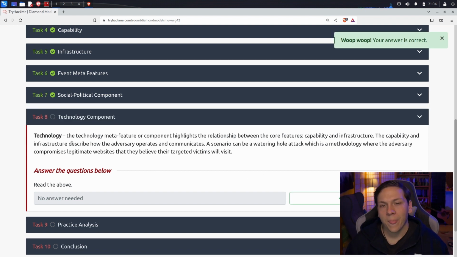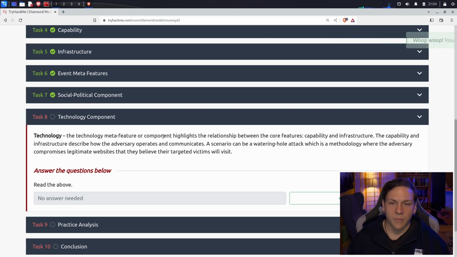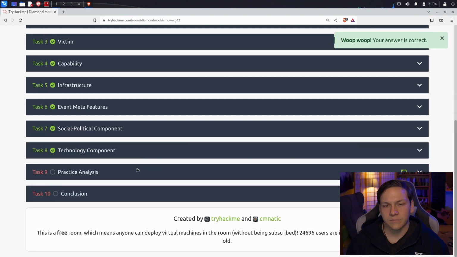Technology component. The technology meta feature or component highlights the relationship between the core features, capability, and infrastructure. The capability and infrastructure describe how the adversary operates and communicates. A scenario can be a watering hole attack, which is a methodology where the adversary compromises legitimate websites that they believe their targeted victims will visit.